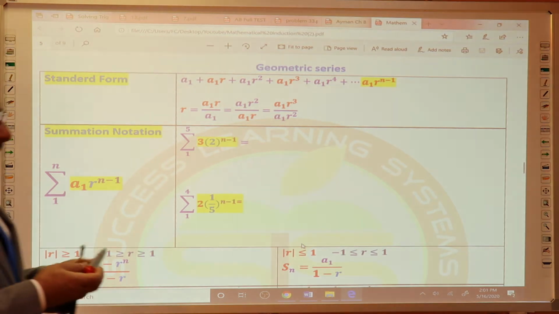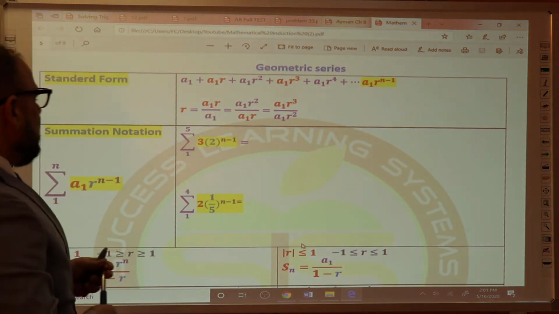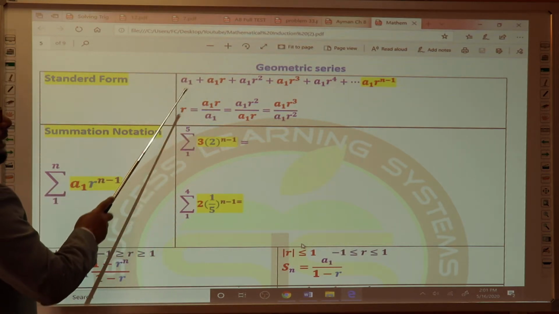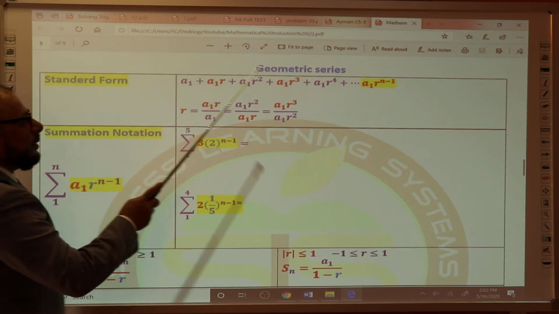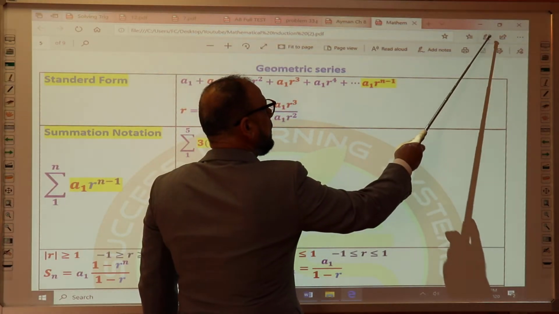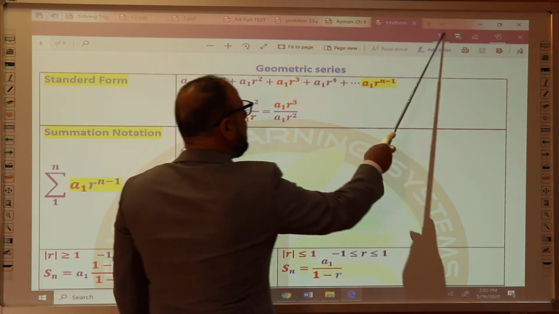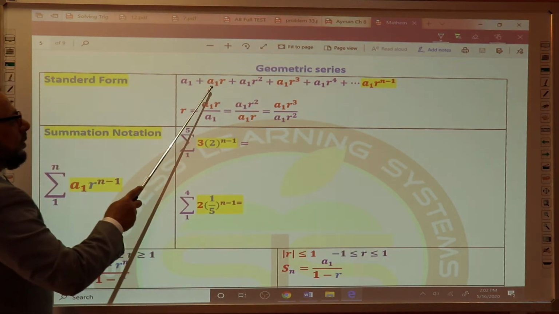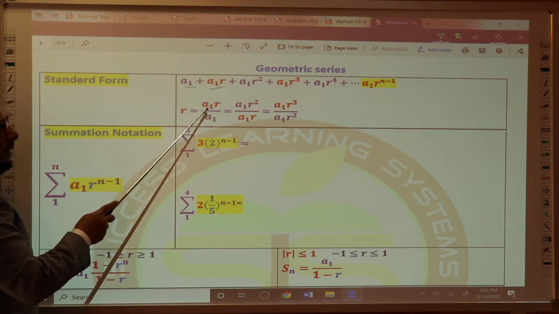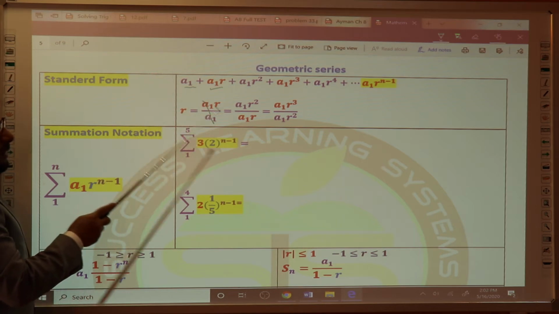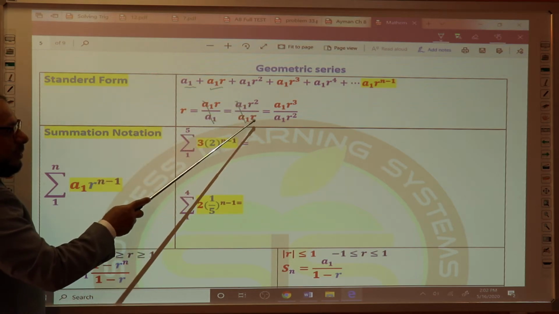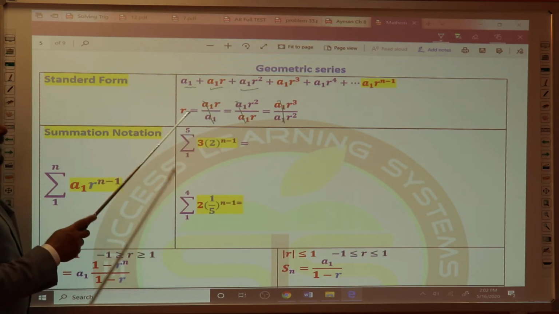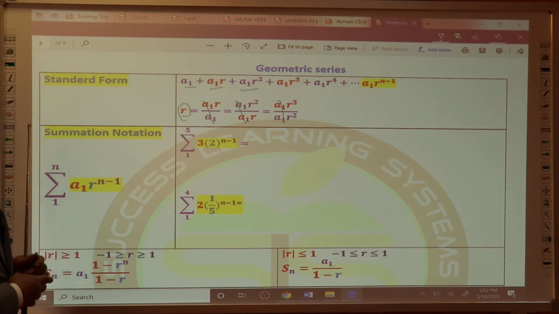This is what I did yesterday for geometric series. Geometric series has something important, which is the ratio R. How to find R? By dividing. Let me choose green. This term by this: A1R over A1 gives you R. And this gives you R squared over R. Then you take any two consecutive terms and divide them. If you get the same ratio, we call it the ratio, right?